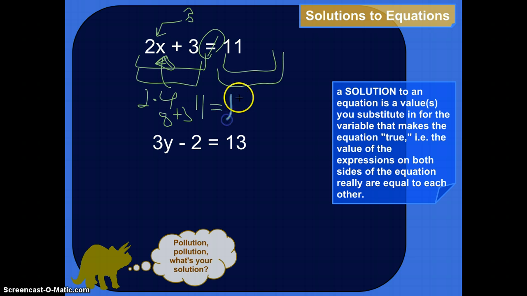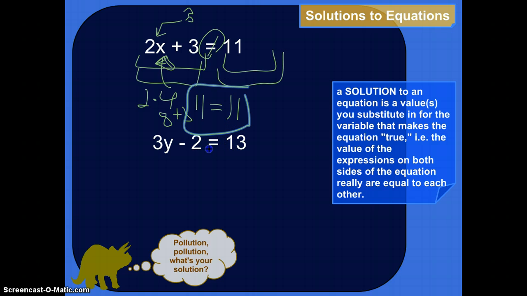So in other words, this equation wouldn't be just a big fib. It wouldn't be telling stories. It would really be true that this side would be 11 when all is said and done, and this side is 11 when all is said and done. So the solution to an equation is that value for the variable which would make the equation actually true. So let's look at this equation.